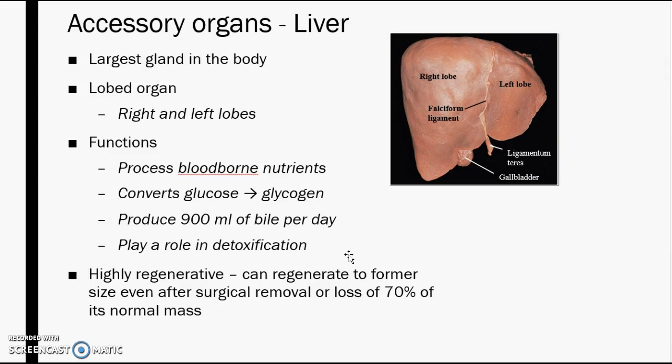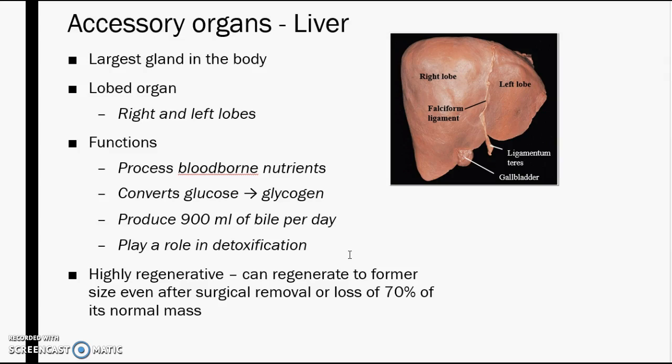The liver is the largest gland in the body. It's a lobed organ. It has a right and a left lobe. And it has a lot of functions, but a few of the more common functions are that it processes bloodborne nutrients, it converts glucose into glycogen, and vice versa. It can take glucose and store it as glycogen. And vice versa, it can take glycogen and break it down into glucose. Produces 900 milliliters of bile per day and plays a role in detoxification.